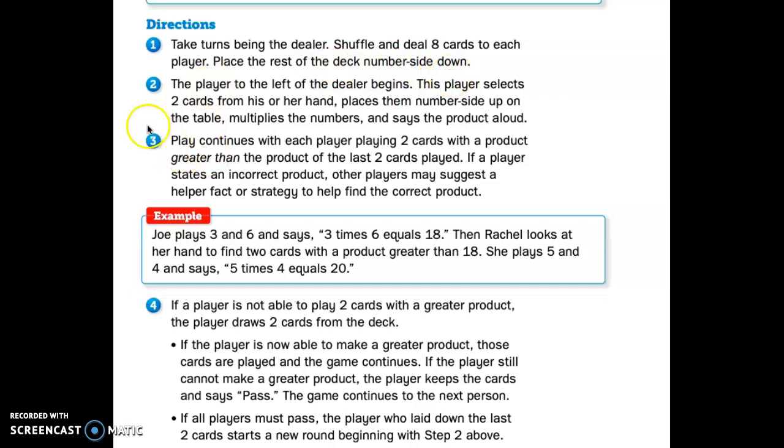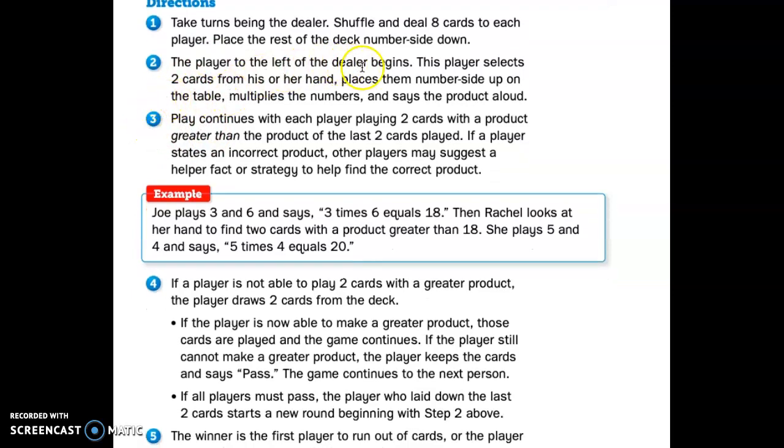All right, number 2 says the player to the left of the dealer begins. This player selects 2 cards from his or her hand and places them number side up on the table, multiplies the numbers, and says the product out loud, that answer. So you get to look at your hand. I'm looking at all of mine, and let's say I have a 3 and a 6, so I put a 3 and a 6 down, and I go 3 times 6 is 18. Okay, that makes sense to me.